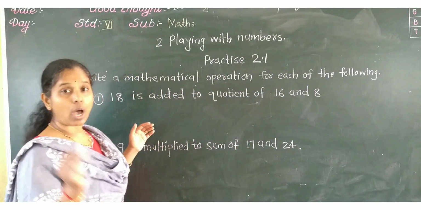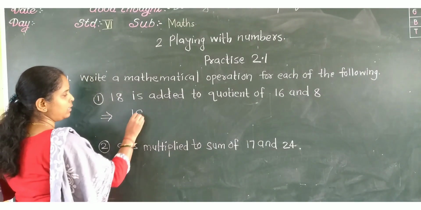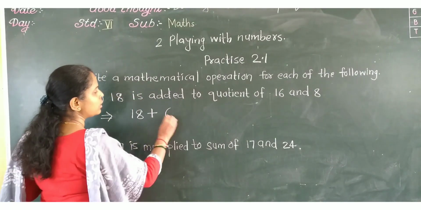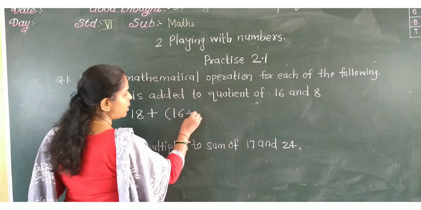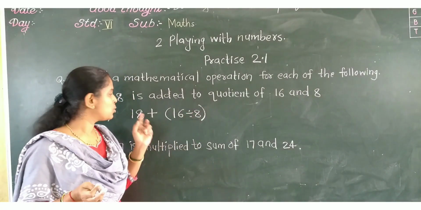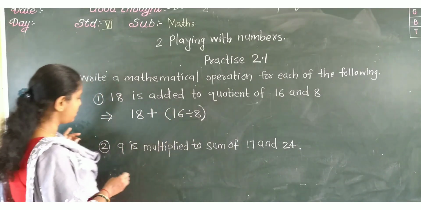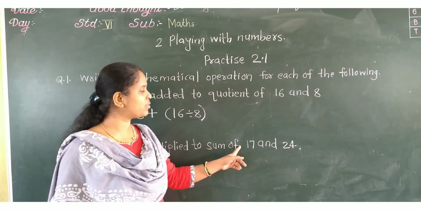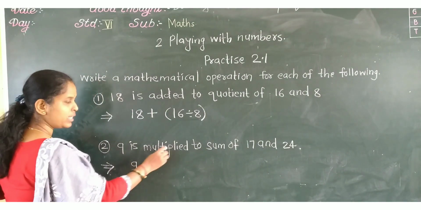18 is added. So how do we write it in numbers? See here. 18 is added means plus, quotient of 16 and 8, use a simple bracket, 16 divided by 8. Whatever answer we get will be the quotient. So 18 is added to the quotient of 16 and 8. Next, 9 is multiplied to the sum of 17 and 24. 9 is multiplied.